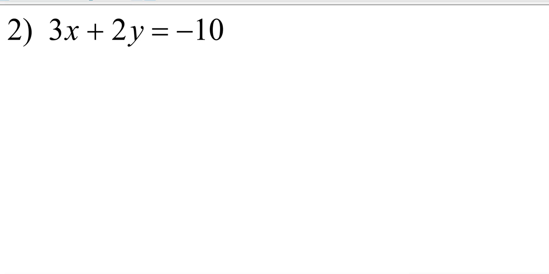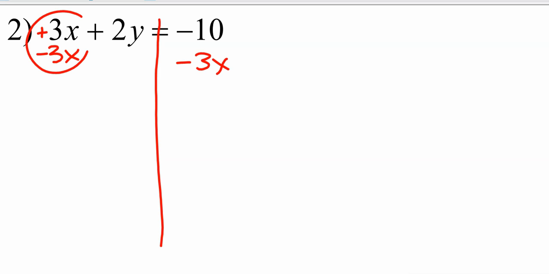All right, so we move to the next one. Here's number 2. Same thing. We're actually doing that third step where we have an extra variable. Since this is plus 3x, we're going to subtract 3x from both sides of the equation. Our plus 3x and minus 3x are opposite operations. They're gone. We're left with just 2y on this side.